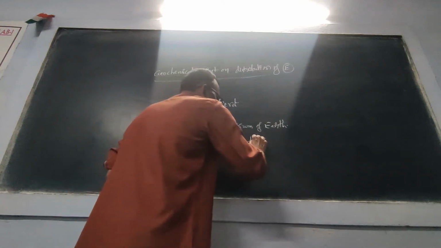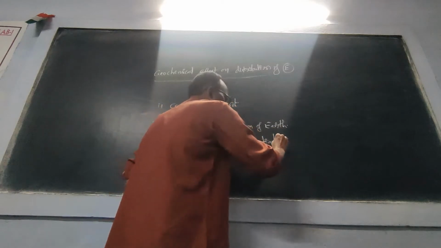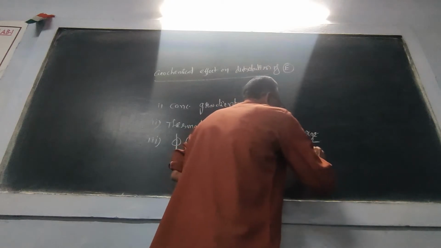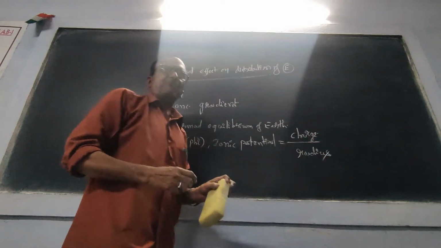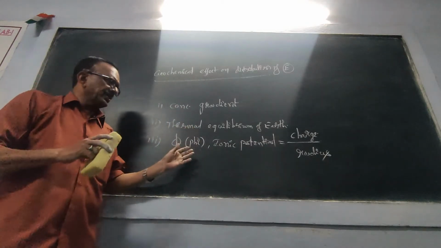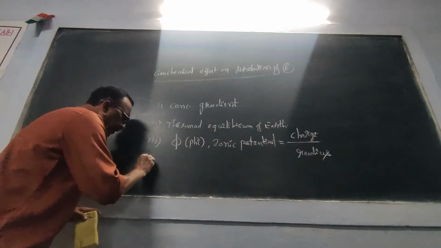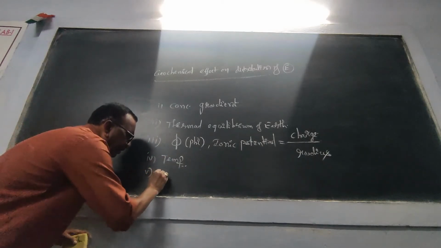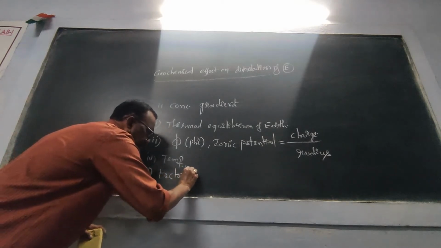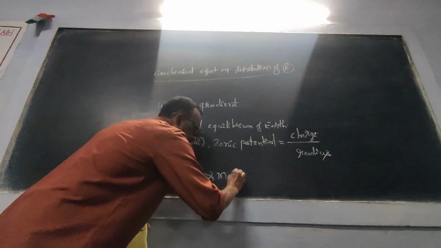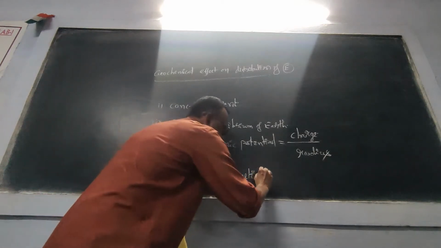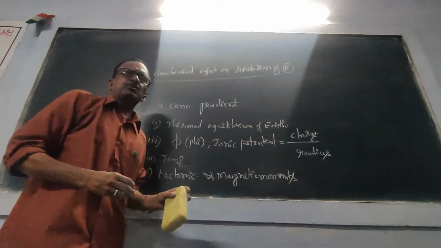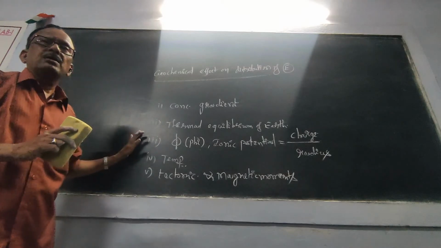So ionic potential, it is a ratio of charge and radius. So the other factor that is influencing this distribution of elements is ionic potential. Then we have temperature also separately. Then the fifth one, tectonic and magnetic movements. So magnetic movements, tectonic movements, they are also responsible for distribution of these elements in the Earth's crust.